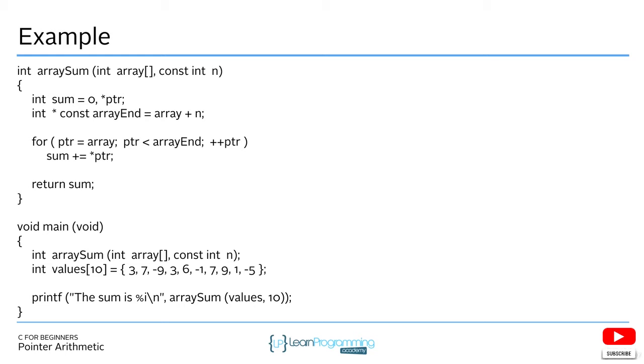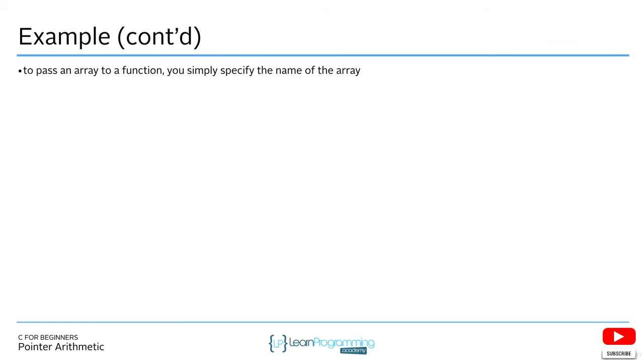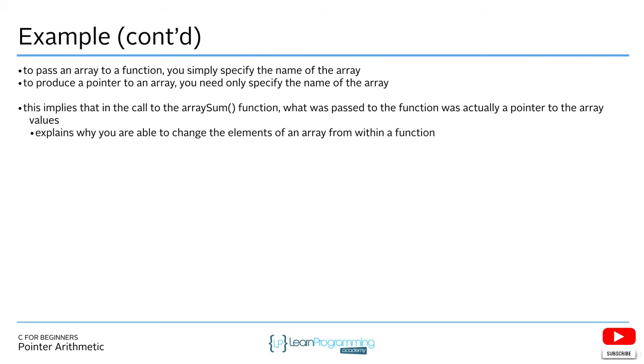You also should have noticed in this example that to pass an array to a function, you simply specify the name of the array. Right? So we know how to pass arrays to functions. And to produce a pointer to an array, you only need to specify the name of the array. Right? We saw that when we assigned the first element of the array to a pointer. So what this implies is that in the call to the array sum function, what was passed to the function was actually a pointer to the array values. And this really is telling you that arrays and pointers are very, very closely related.